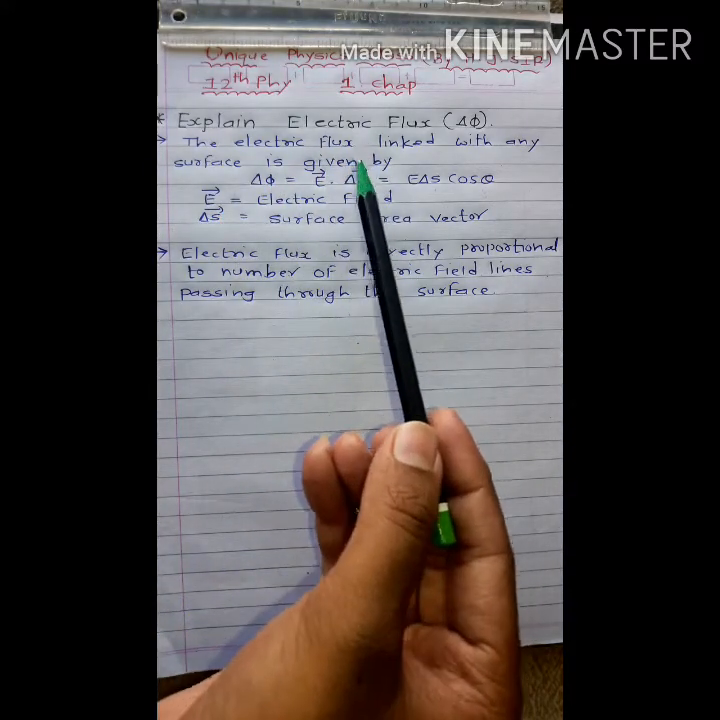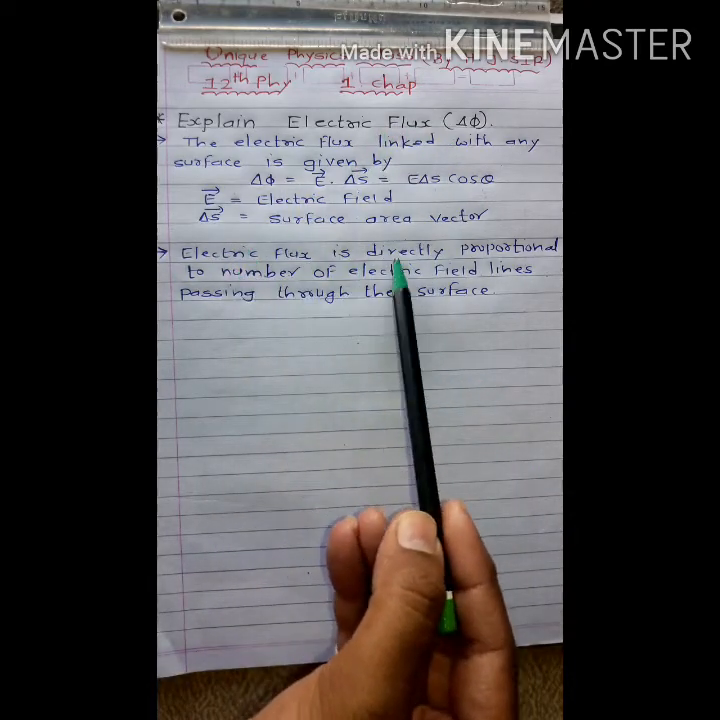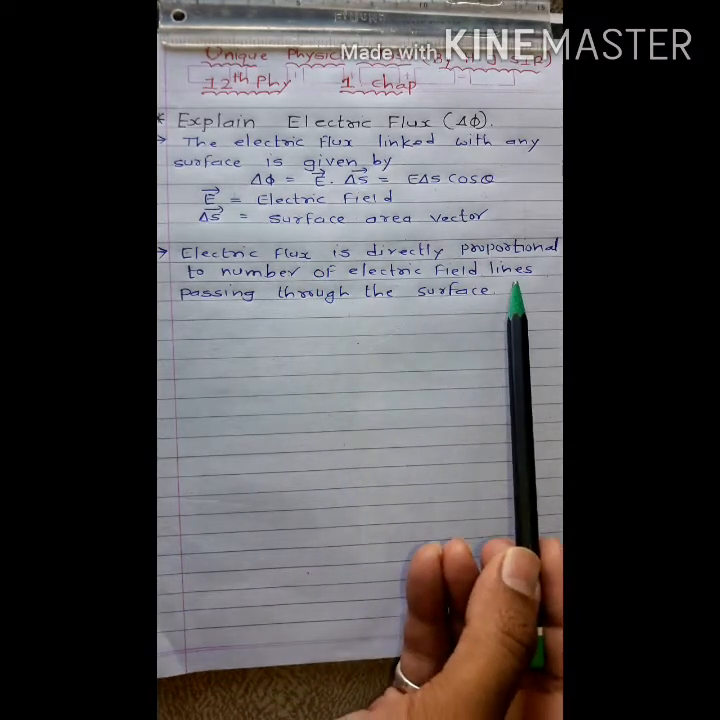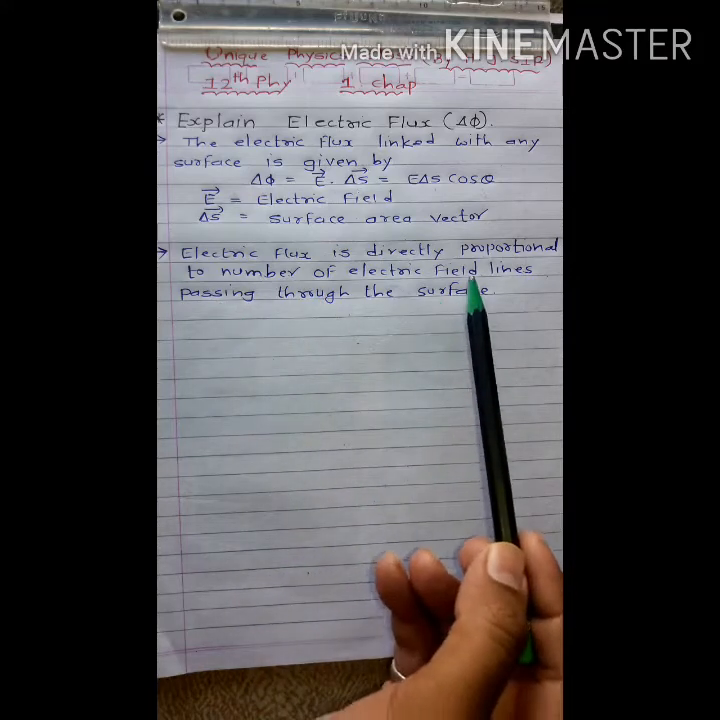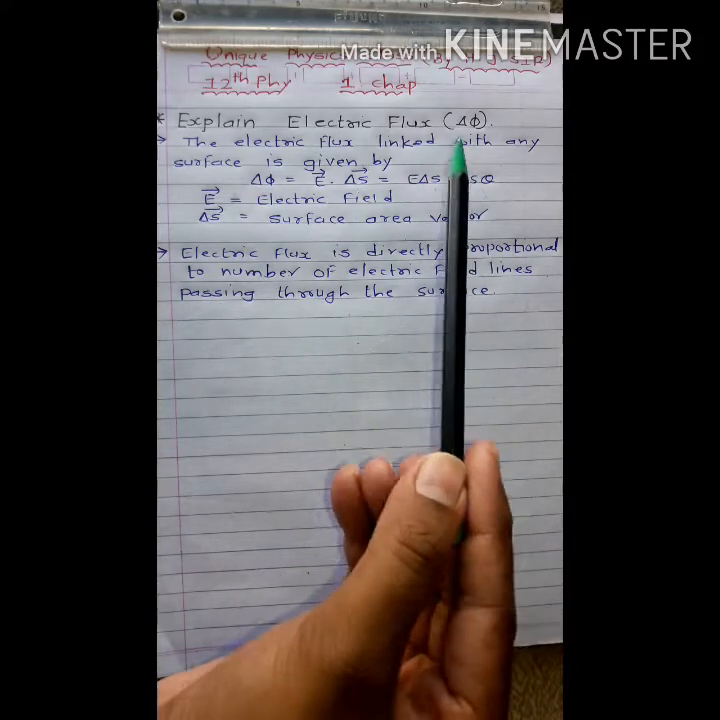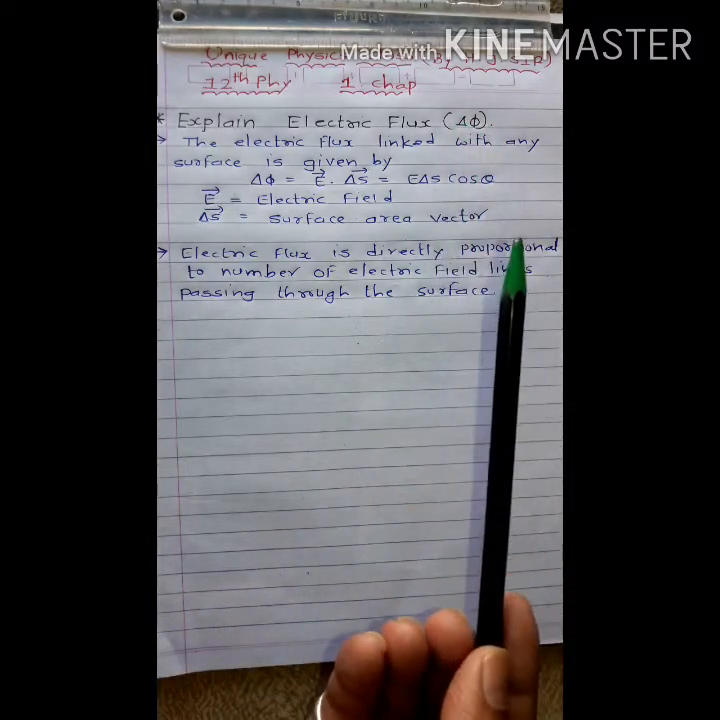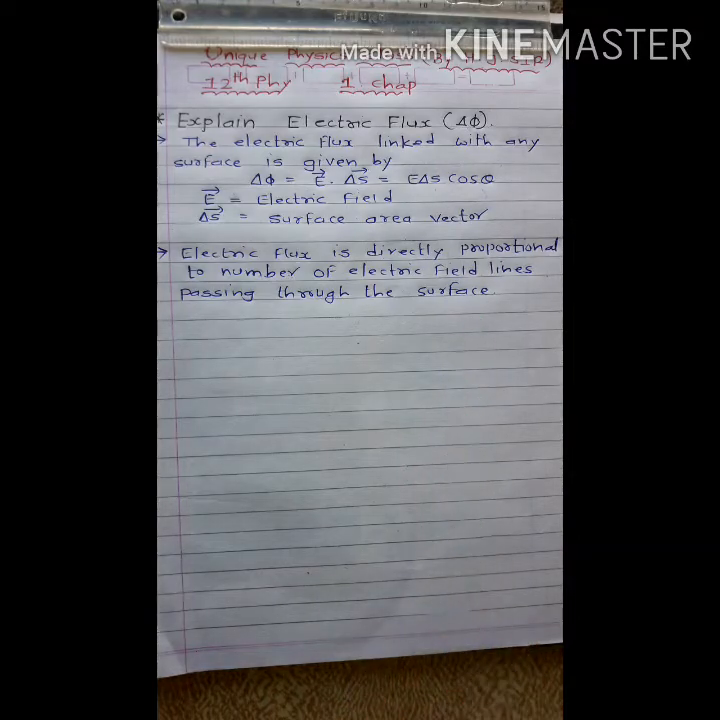Now remember one more concept for electric flux. Electric flux is directly proportional to the number of electric field lines passing through the given surface. Means electric flux delta phi is directly proportional to capital N, the number of field lines passing through the surface.